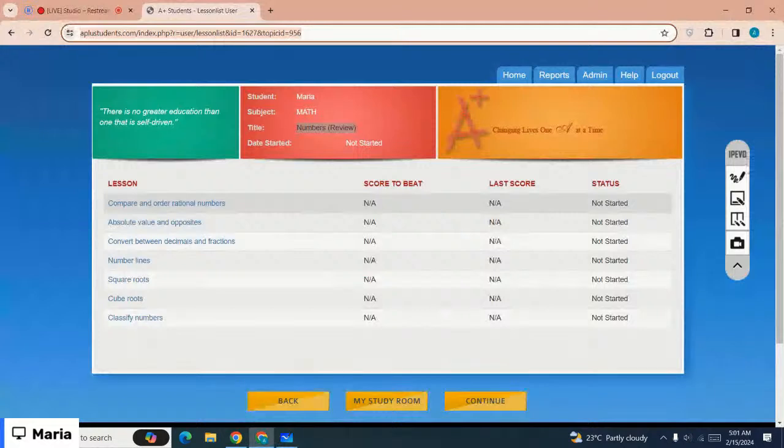Here I am on grade 9 math. The chapter we're going to start with is numbers. Let's just start with the first one, that is compare and order rational numbers.